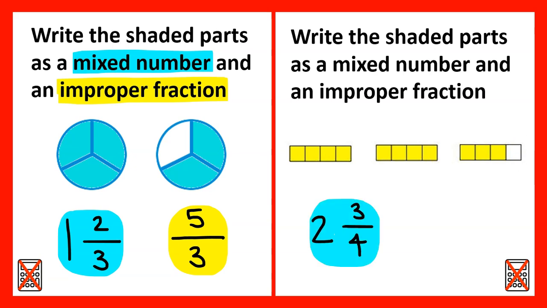As an improper fraction, the shapes are split into 4 equal parts, and we have 1, 2, 3, 4, 5, 6, 7, 8, 9, 10, 11 of those shaded. So the improper fraction would be 11 over 4.